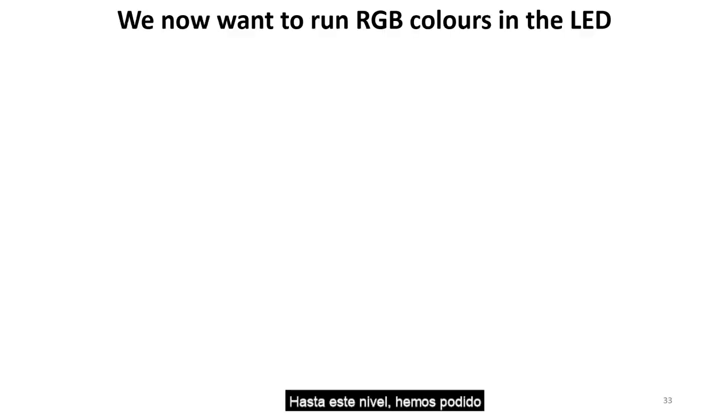Up to this level, we've been able to connect the microcontroller to the PC. And the terminal, that is Visual Studio Code together with PyMaker, are able to communicate and connect with the microcontroller. So next we will try to communicate with the microcontroller and give it instructions. The first thing we are going to do is run the RGB colors in the LED.